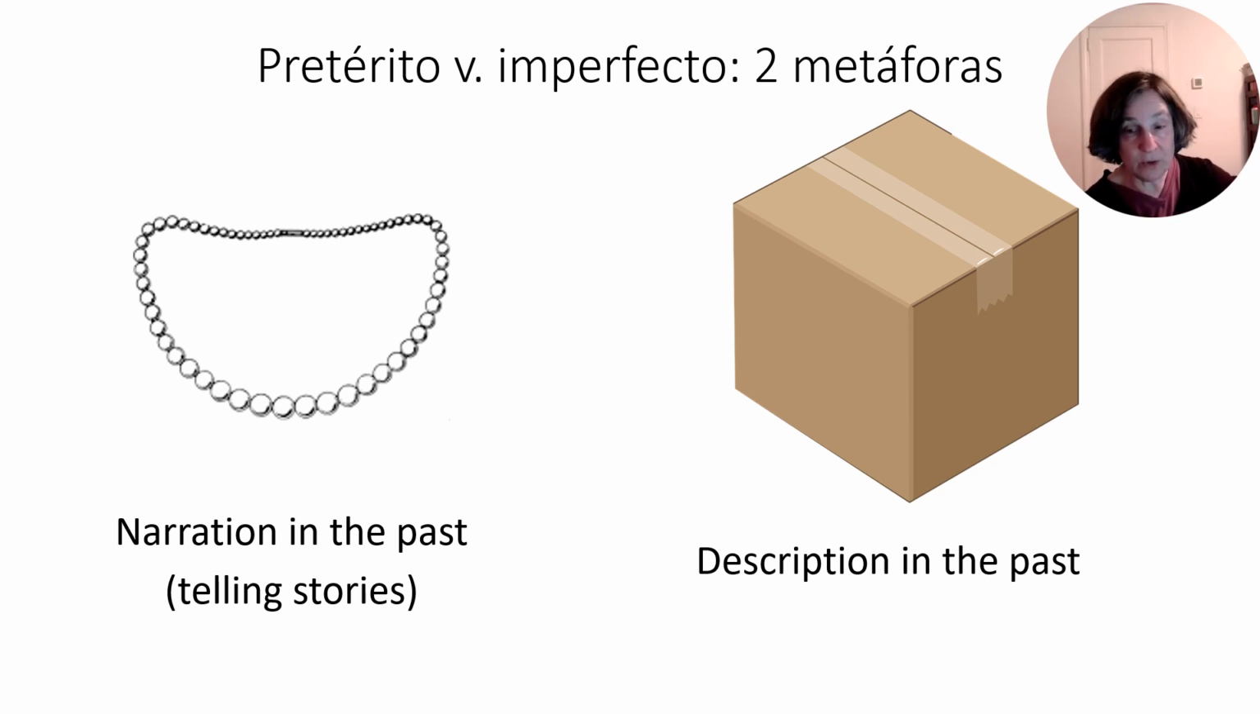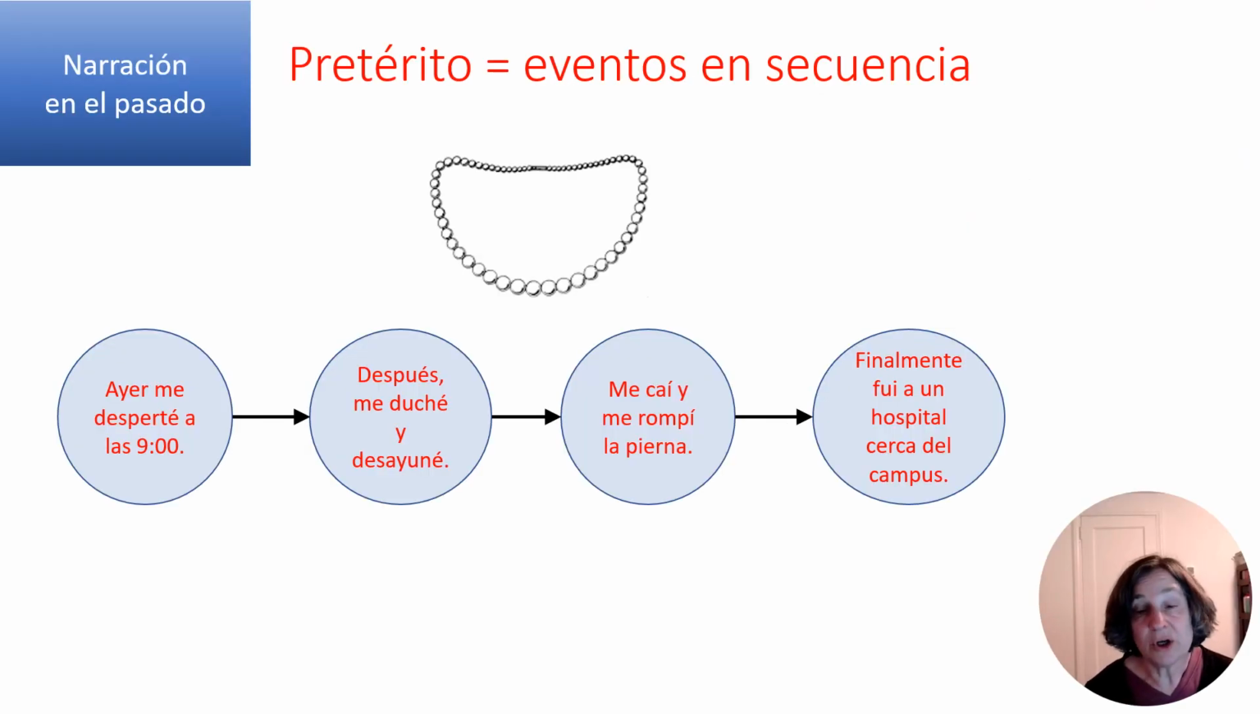Maybe you're telling a story. Maybe you're narrating. This happened, that happened, whatever. And in that case, the metaphor of beads on a string, beads on a necklace, is very useful. Or maybe you're just describing, talking about somebody that you knew. And in that case, the metaphor of a box that can be closed or open is, I think, most helpful.